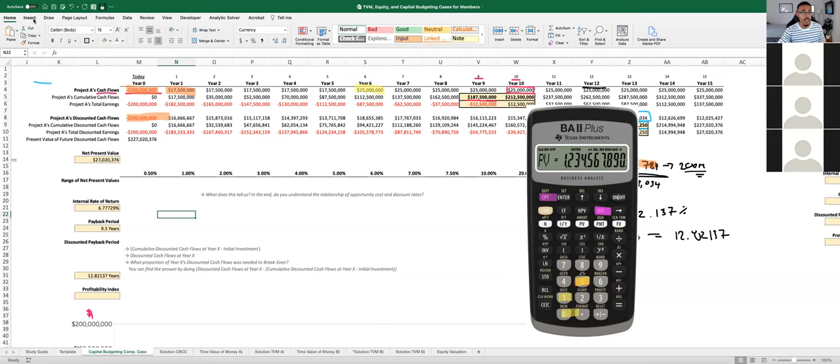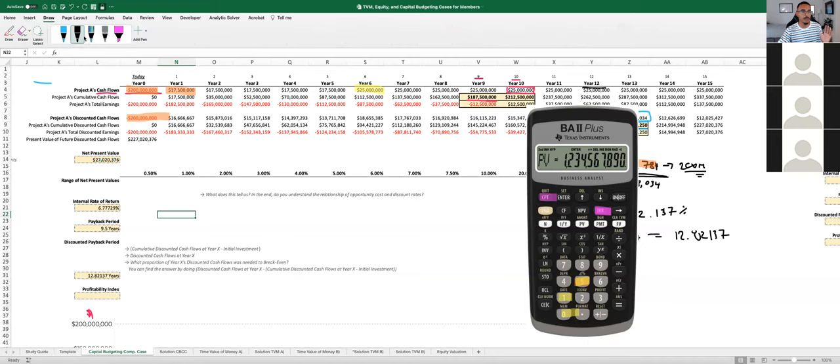The profitability index is the easiest one, and if you see this on an exam, you say, thank you, Lord, because it's so easy. What you do is simply the present value of your cash inflows over the present value of your cash outflows. You literally want to see how profitable you are, right? How much money are you making?